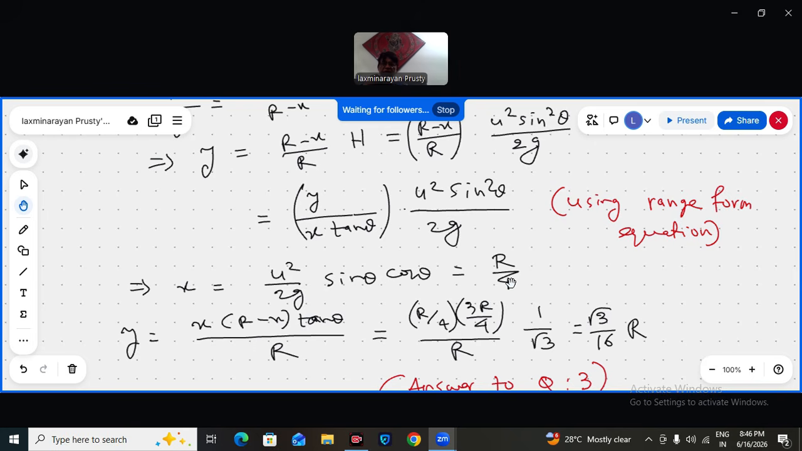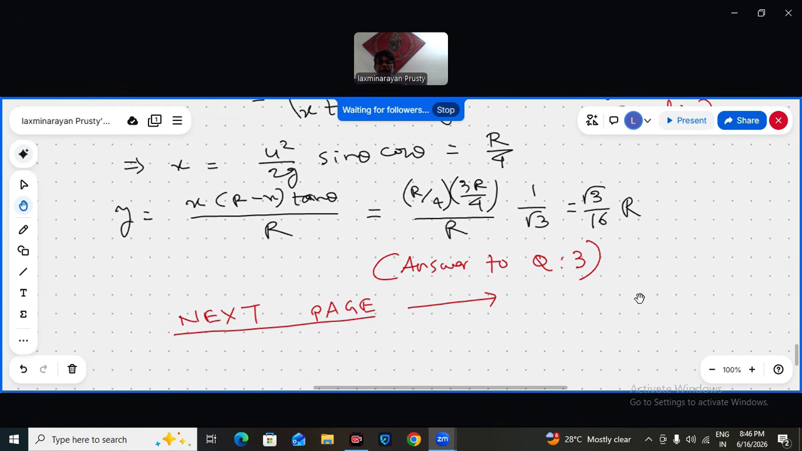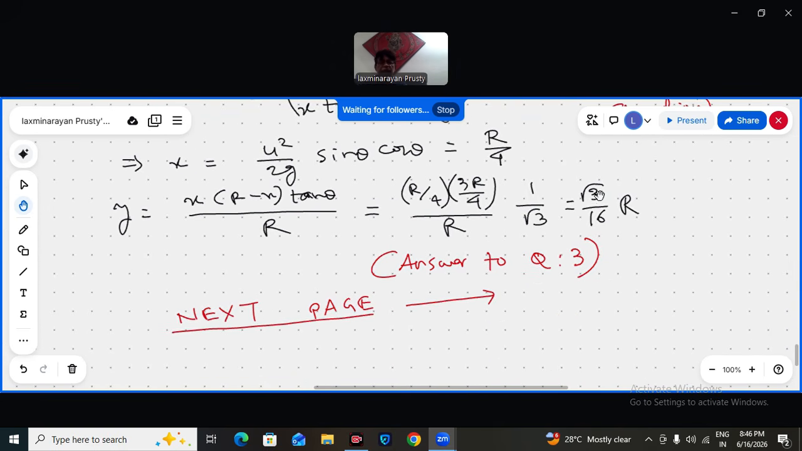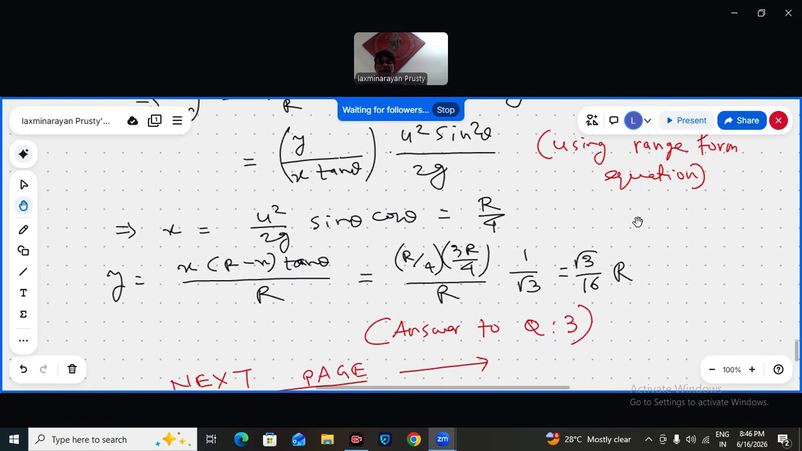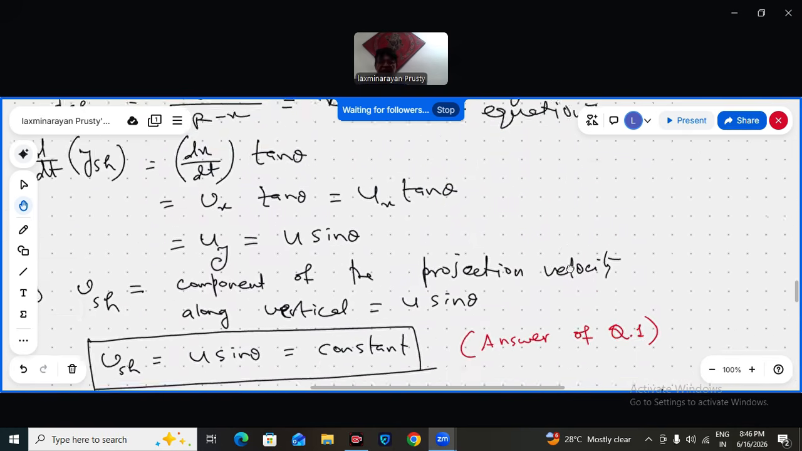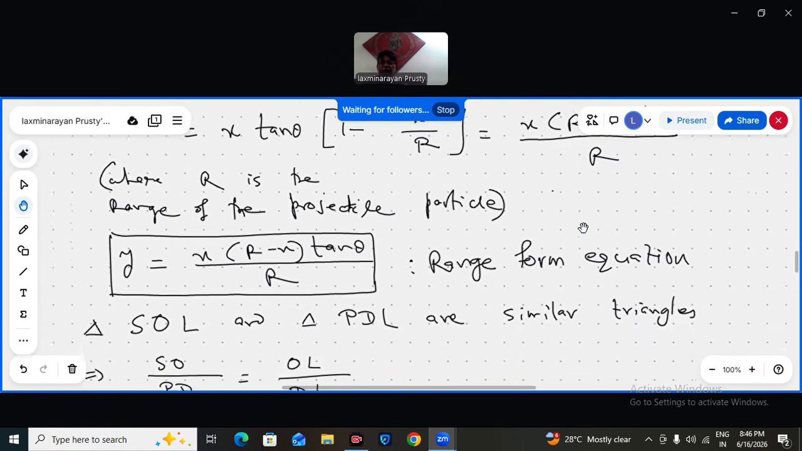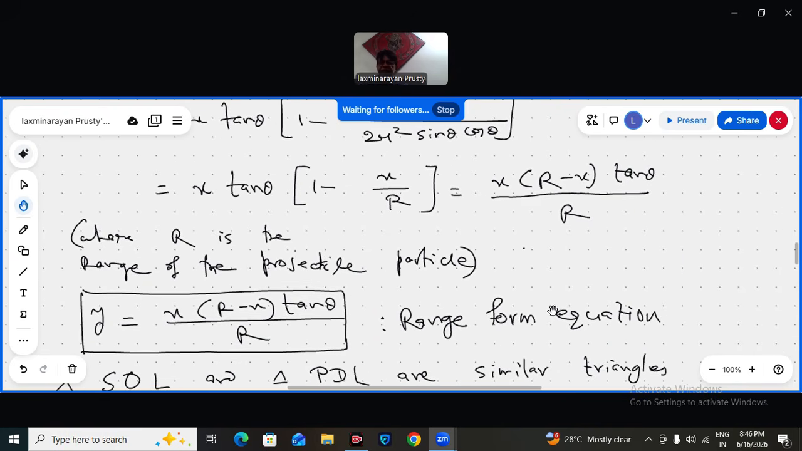Then what is the y coordinate of the particle? From the range form equation, x into (R - x) tan θ by R, R/4. R minus R/4 is 3R/4, tan θ is 1/√3 R. So that is √3/16 R. So the answer to question 3 is √3/16 into R. Very simple question. I just wanted to use the range form equation so that it will be familiar.